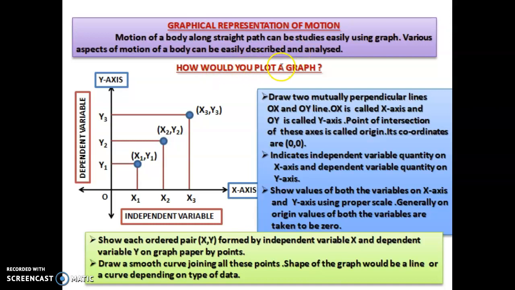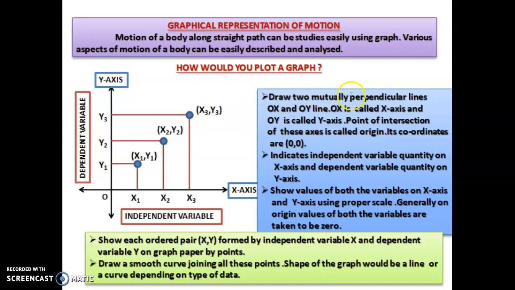First, how would you plot a graph? So this is the graph. In this graph, there are two axes, the x-axis and the y-axis. In the x-axis, the independent variable is plotted, and in the y-axis, the dependent variable is plotted. So how can we plot a point? Here there is one point x1, and here it is y1. So the point will be x1, y1. And the same thing for x2, y2 and x3, y3. So this is how we can plot the graph.